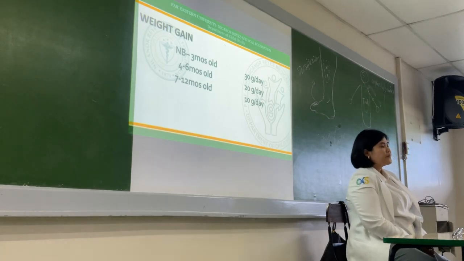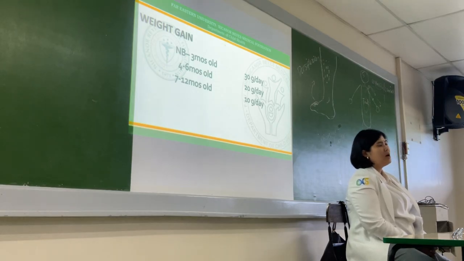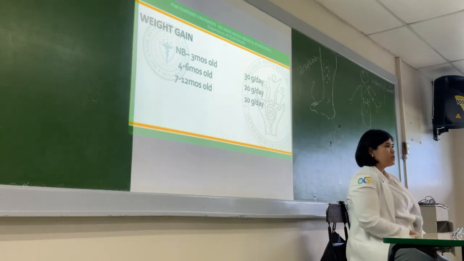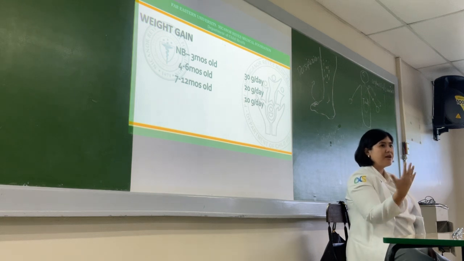So, during the first week of life, a newborn's weight may initially decrease by 10% or 12% depending on how the patient was delivered. So if normal delivery, it decreases by 10%. If it's cesarean section, it's 12%. So it goes lower than the birth weight in the first week of life because there is excretion of extravascular fluid and limited nutritional intake at this time. Because they're still adjusting to life outside of the womb.